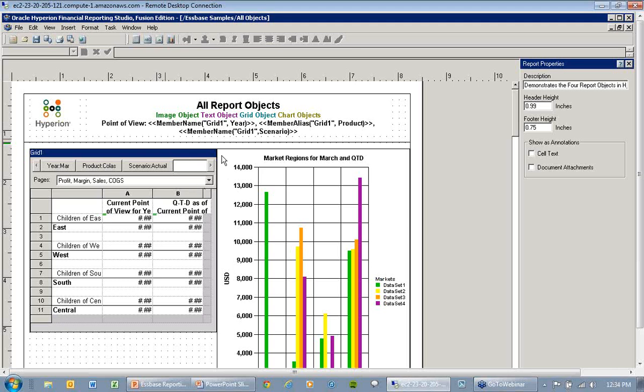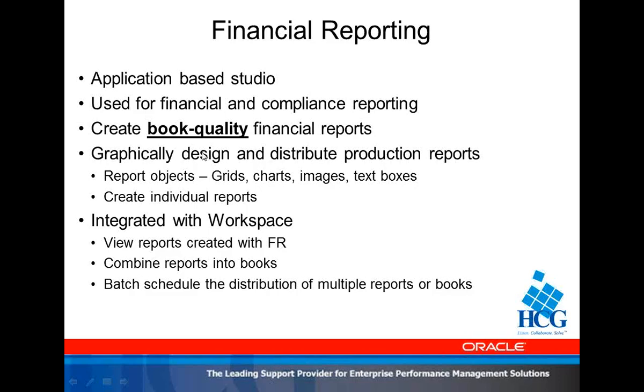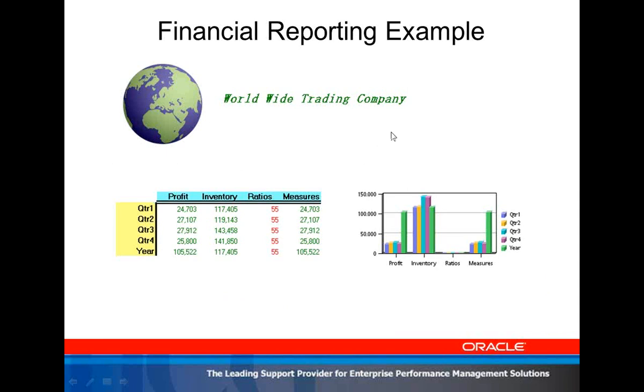Now you're seeing it in the building tool, which doesn't look too good. Let me go back here for a moment. What's the whole point of it? You want to create reports that are book quality, for compliance reporting, those kinds of things, quarterly reports, annual reports. And you can graphically design them with the charts. And you have report objects, the grid, the chart, the image, and the text boxes. And they are integrated with Workspace so that you can view them from Workspace, and then you can combine multiple reports into what is called a book. And then all those multiple reports and books, you can batch the distribution of those reports and books to output to many different areas, many different people at the same time.